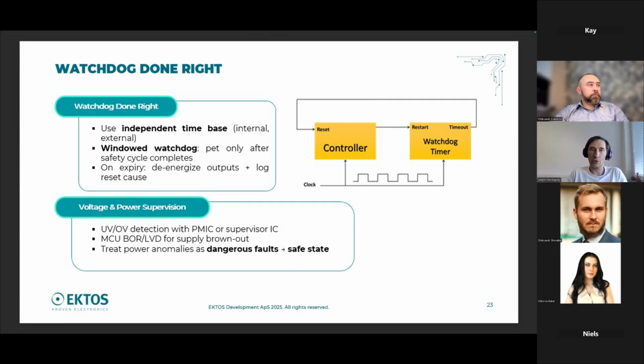Look into the watchdog. The watchdog should be implemented well. A windowed watchdog is a good measure to monitor and control that your controller works as expected. And the watchdog should be independent. It is not necessary to be an external watchdog. You can use an internal one, but be sure that it is independent, so that the watchdog does not use the same clock. Obviously, if it uses the same clock and the clock fails, everything will look okay, but you will never detect this.